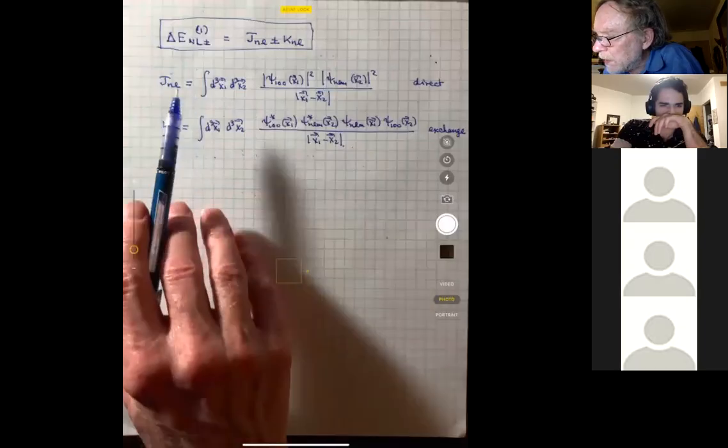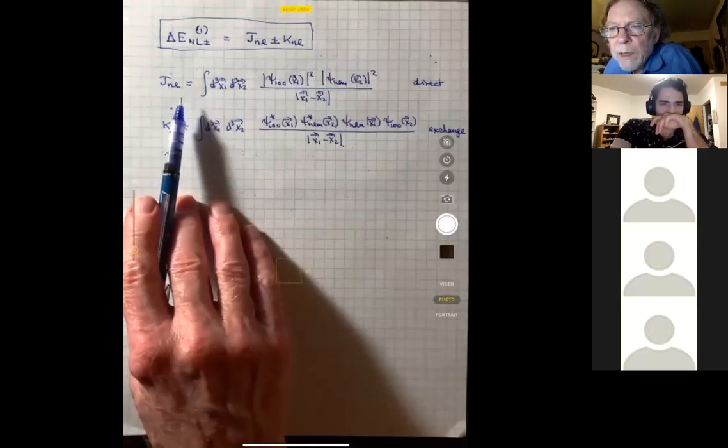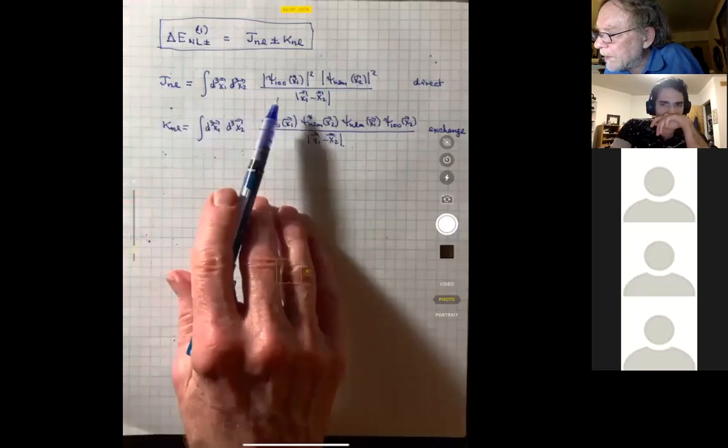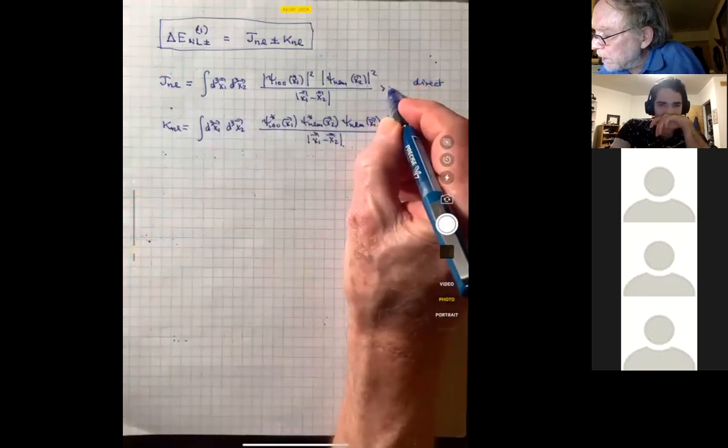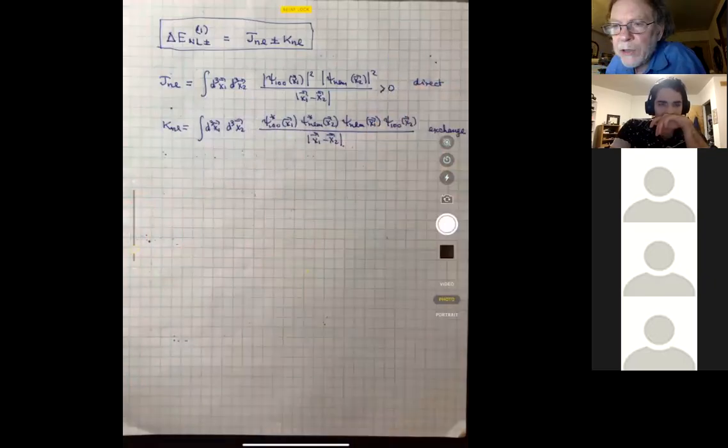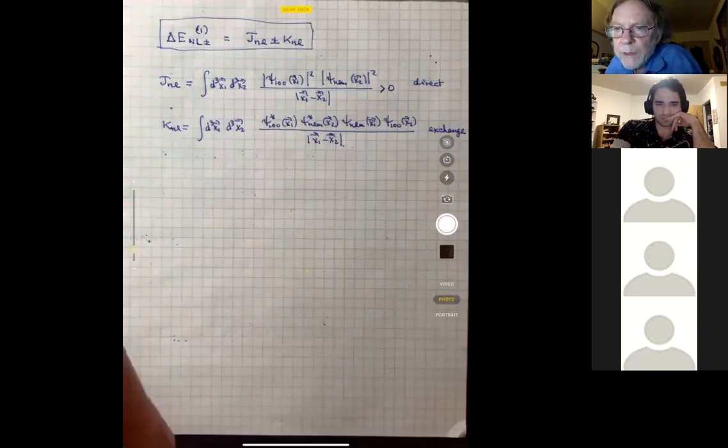Now it's easy to see that J_NL is real because the integrand is real. In fact, not only that, it's easy to see that it's positive. The electrostatic interpretation shows you that it has to be positive because the charge clouds repel each other. It takes work to bring them together.